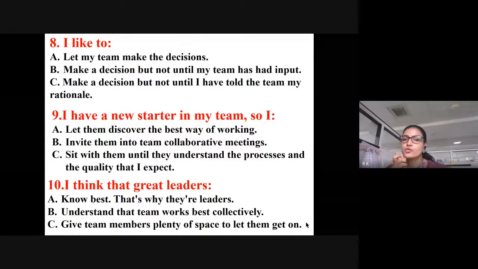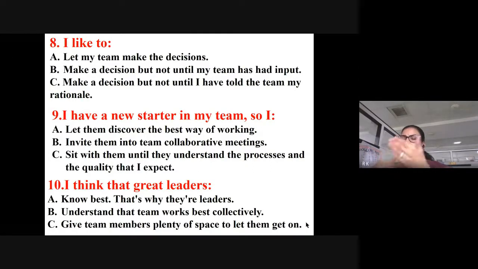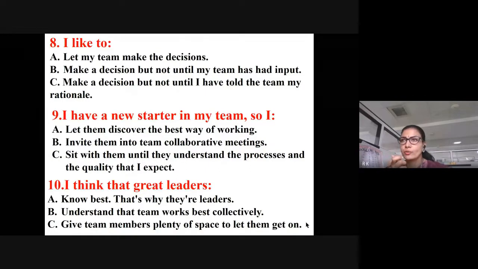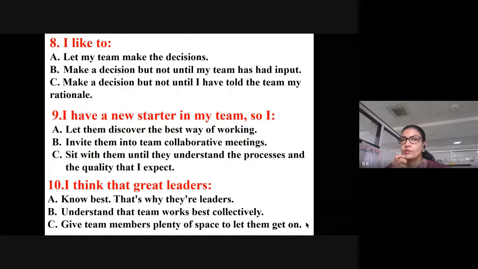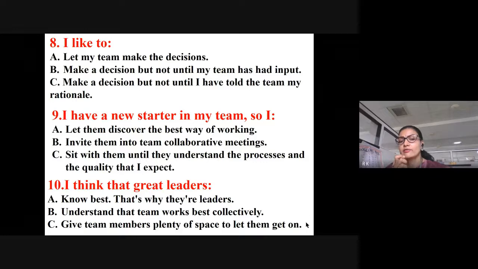So I like my team to make a decision, but not until I have told the team my rationale. So the first thing is I express my ideas. Guys, all of you, please listen. We have got this particular project, and who needs to be taking up this particular project needs to be discussed. And I think Mr. X is capable of doing it. And then I leave it to you. So this is what you would be doing if you're taking up the choice of C. Make a decision, but not until I have told my team about the rationale.